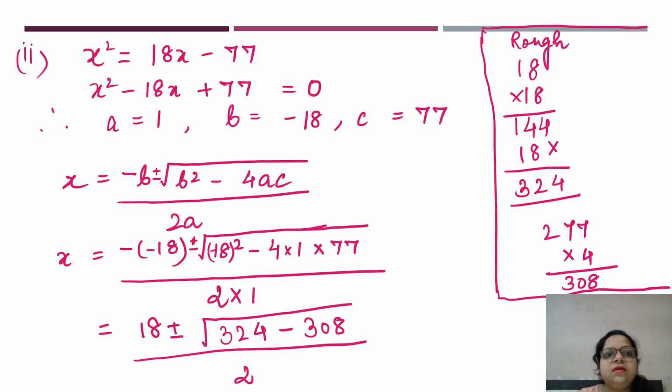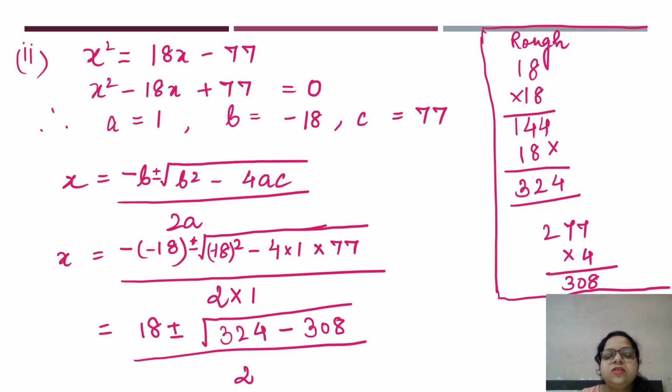Now coming to the second question, children, which says x square is equal to 18x minus 77. Therefore, x square minus 18x plus 77 is equal to 0, bringing all the terms to the left hand side. Therefore, the value of a is 1, b is equal to minus 18 and c is equal to 77 from the equation.